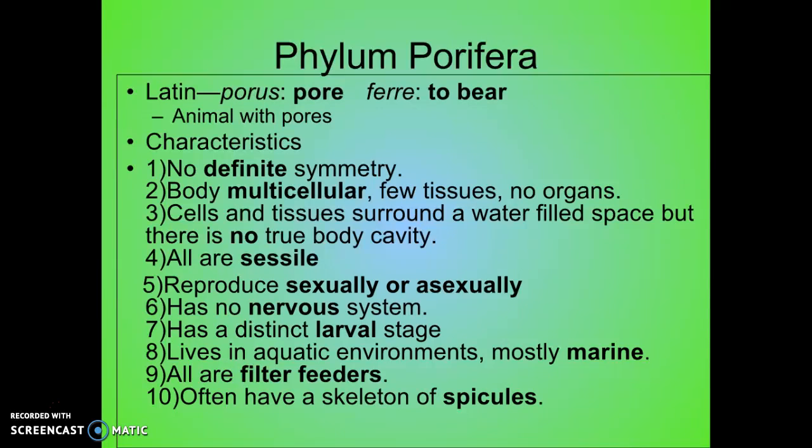Characteristics, I would highlight that it has no definite symmetry. They are asymmetrical. These are probably the most simplistic organisms that we're going to talk about. There's no true body cavity. They are all sessile, which means they are non-motile. You should know what that word means. It means non-moving. They can reproduce both ways. No nervous system. It does have a distinct larval stage, which means it does have a younger stage versus an adult stage. They are mostly marine, found in seawater. They are filter feeders, so think about a water filter you might have. They filter things out as food, and they have a skeleton that's made of spicules.